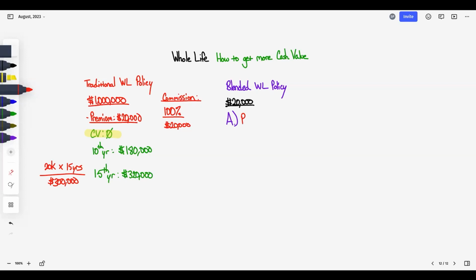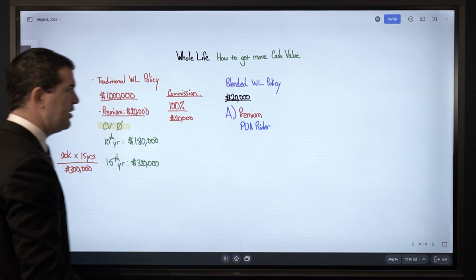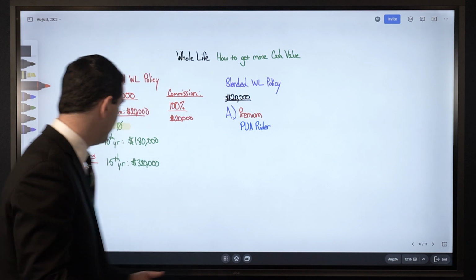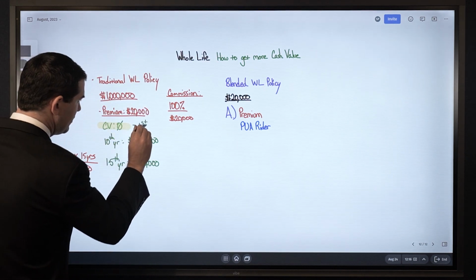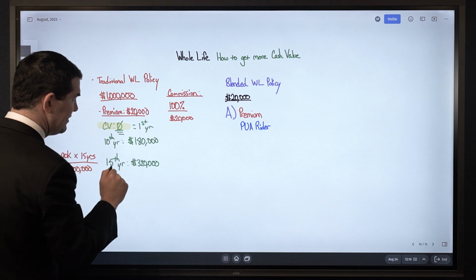Here's the key on this. If you're taking notes, you, the policyholder, can actually choose where your money goes. You can decide if your money goes toward premium dollars or toward this PUA, which stands for paid up additions, rider. Premium dollars, like the traditional policy, will not show up in cash value in the first year. Remember the first year cash value with that example? The traditional one? It was 0 right out of the gates.